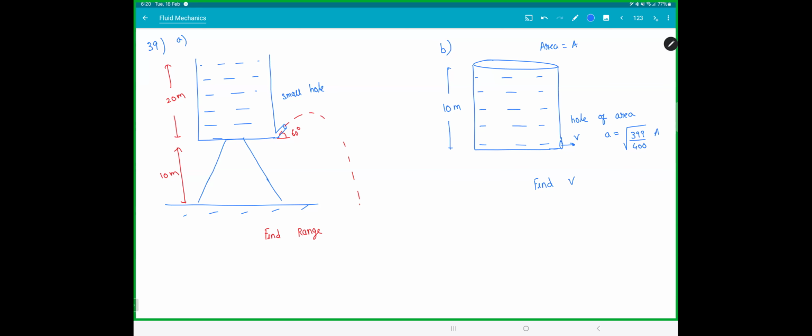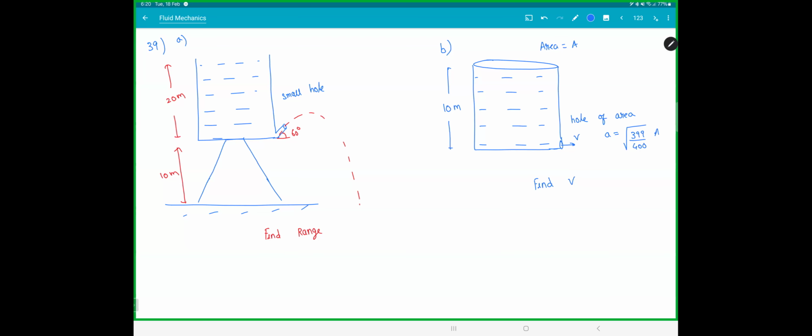Twenty root 3. You got such a good range. I hope you didn't use u square sine 2 theta by g. Did you do that by any chance? You are throwing from a height. You can't use the regular range formula. Arnav, so far clear? Yeah, give it a try. Everyone should try. 10 into root 3 plus root 5.